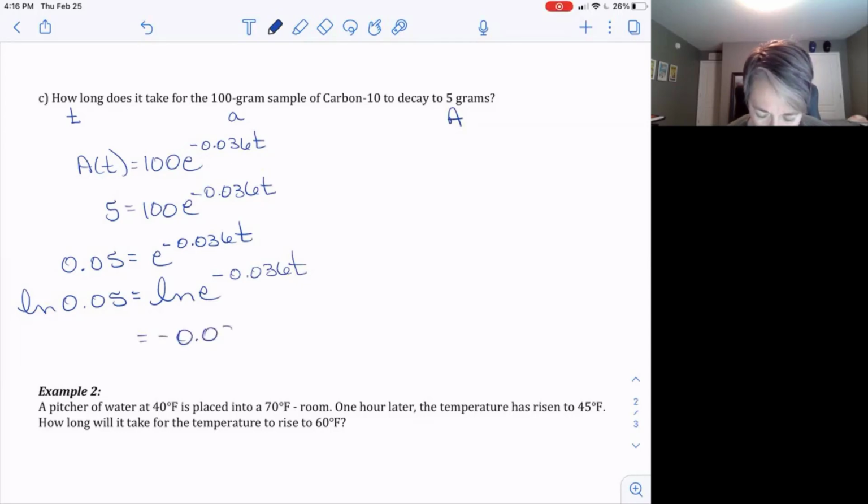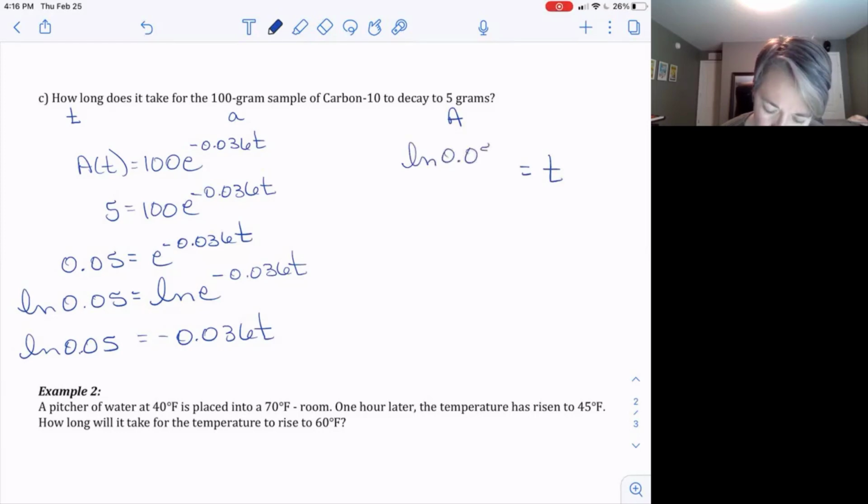Negative 0.036 t equals the natural log of 0.05. And when we divide both sides by the coefficient of t, we get t equals the natural log of 0.05 divided by a negative 0.036, which means t is approximately 83.09 seconds.